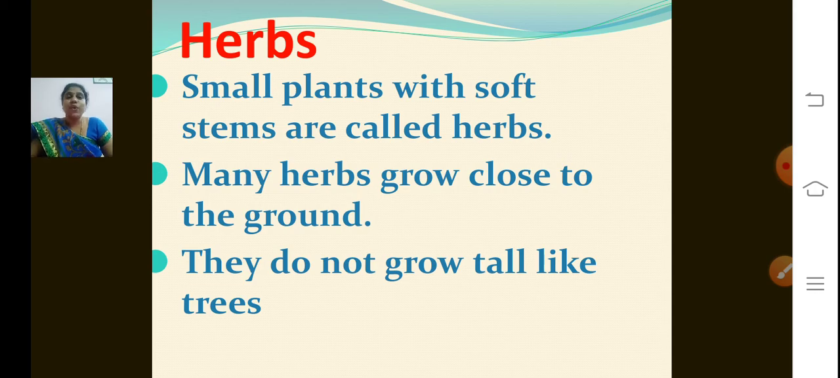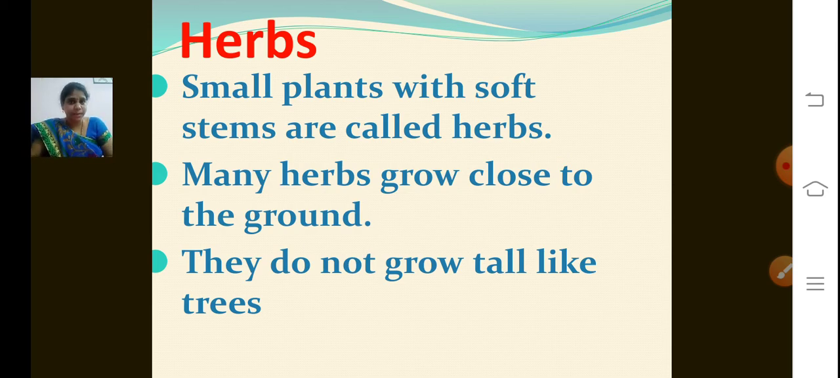Many herbs grow close to the ground. See, it will grow close to the ground. It will not grow a little taller. Many herbs grow close to the ground. They do not grow tall like trees. Only it will grow close to the ground.